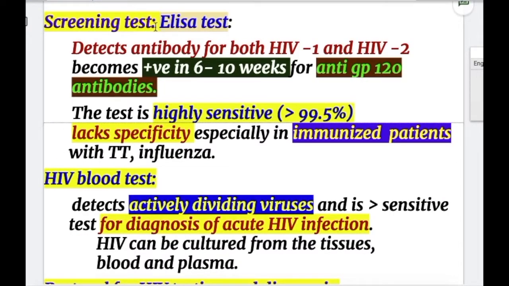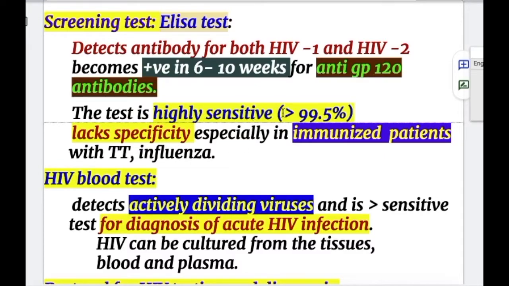Now the screening test is ELISA or enzyme immunoassay, EIA. It detects antibody for both HIV-1 and HIV-2. It becomes positive for anti-GP120 antibody. The test is highly sensitive, more than 99%, but lacks specificity, especially in patients immunized with tetanus toxoid, influenza, and other vaccines. So the screening test ELISA detects antibody for both HIV-1 and 2, for anti-GP120 antibody.